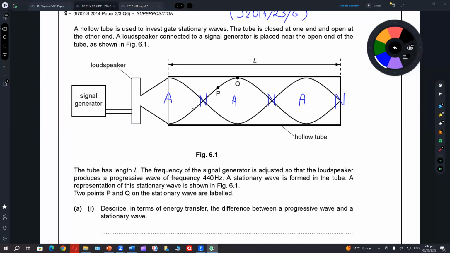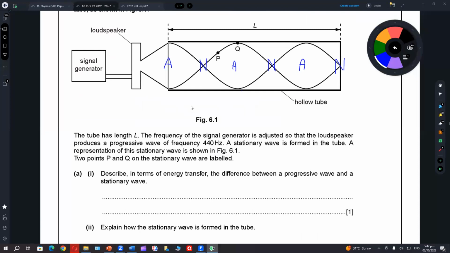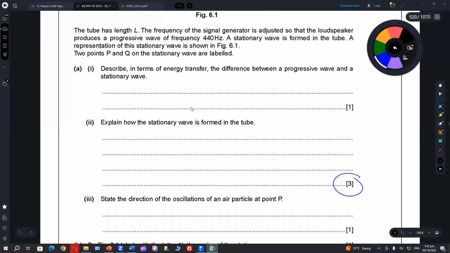A hollow tube is used to investigate a stationary wave, where the tube is closed at one end and open at the other. A loudspeaker connected to a signal generator is placed near the open end of the tube. Now I have read the situation. Now, how should I answer this question? You have read the examiner report and you're not looking at the marking scheme presently. The marking scheme tells me what the 3 marks are for: 1, 1, 1. So how should I write the answer?